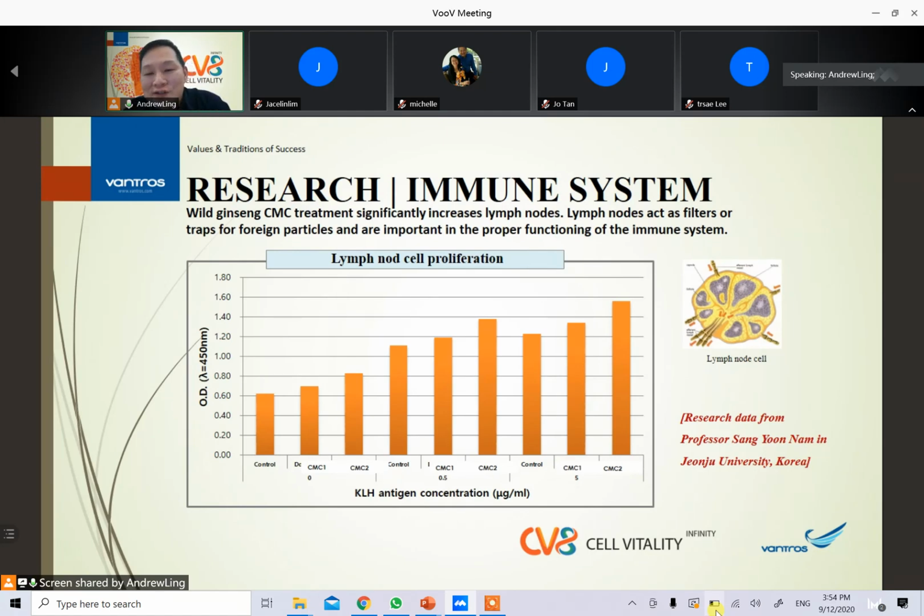Lymph nodes play a very important role in our body. It actually acts as a filter in your body to stop any foreign particles or things from going into your body. That is why if you increase the lymph nodes, it actually helps to prevent a lot of these foreign particles from going into your body. That is why indirectly it also helps to improve your immune system as well.